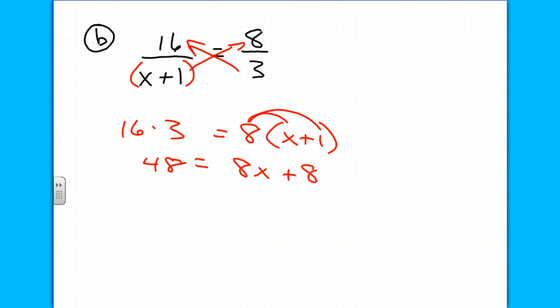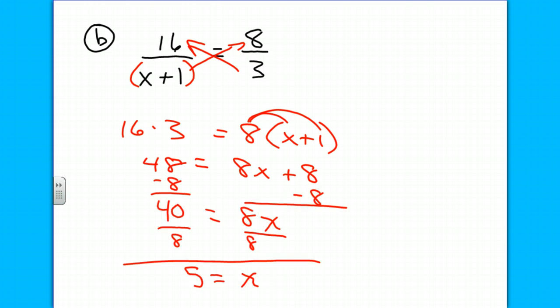Plus 8, good. And now here we have a simple 2-step problem to solve. And so there you go, just use your inverse operations. We can check this answer in that problem. Is 16 over 5 plus 1 the same as 8 over 3? Is 16 over 6 equal to 8 over 3? Yes.